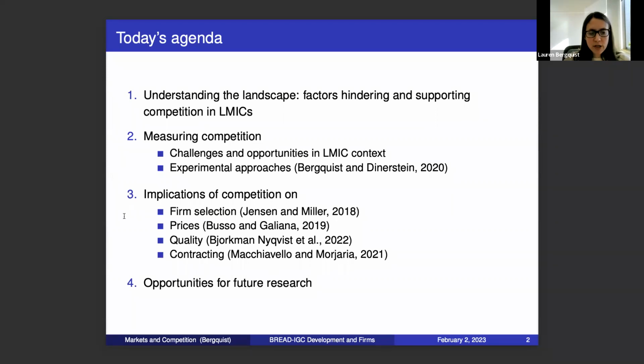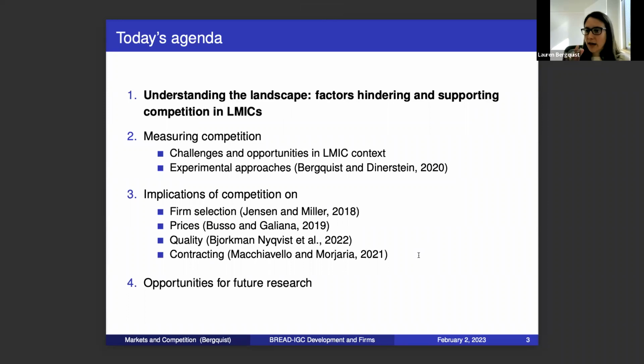The third section will focus on implications of competition on a variety of outcomes, including firm selection, meaning entry and exit by firms, prices, quality, and contracting. I'll spend the most time here in this Jensen and Miller piece, and if we have time, we'll go over these other pieces briefly. I know that Rocco, I think, covered a portion of this last piece on contracting in the most recent lecture. And then, of course, I'll conclude by talking about opportunities for future research in this space.